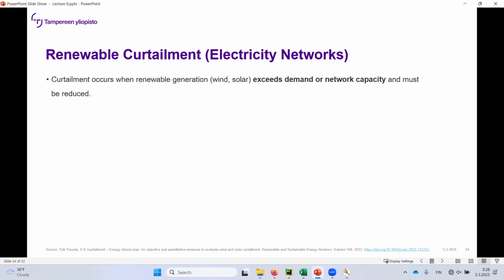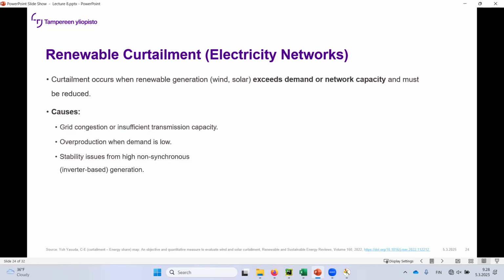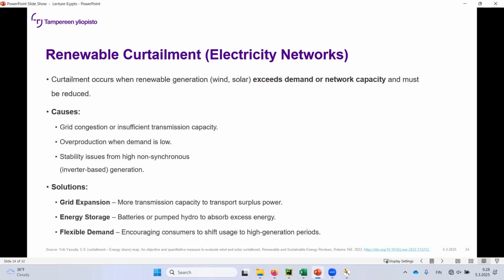Renewable curtailment in electricity networks. Curtailment occurs when there's too much generation, so it exceeds demand or network capacity. And not just the total demand, but the network capacity. And that's what's happening in Finland. So grid congestion or insufficient transmission capacity, overproduction when demand is low, and stability issues, for example, can cause that.